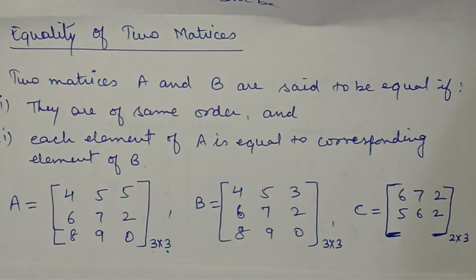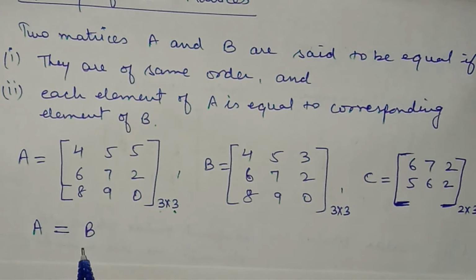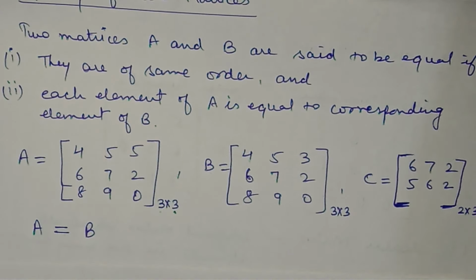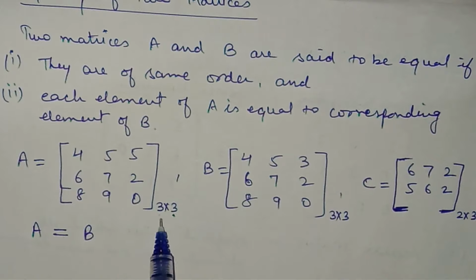Now, taking the example of these matrices, matrix A, matrix B and matrix C. In case of matrix A and matrix B, if I want to equate the two matrices, that is A is equal to matrix B, now evaluating whether the conditions are satisfied in this case: the first condition is that A and B should be of the same order. As we can see, matrix A is of 3 by 3 order and matrix B is also of 3 by 3 order. So the first condition is satisfied in this case.